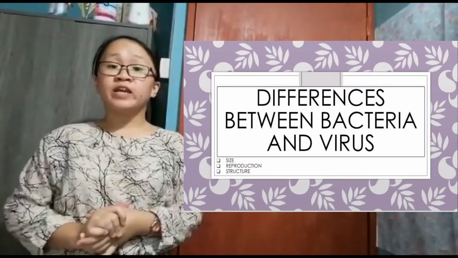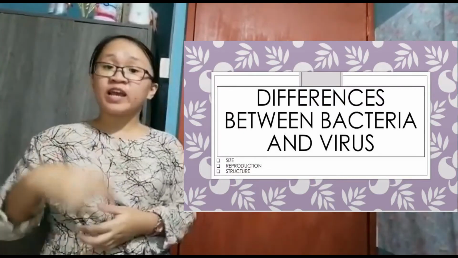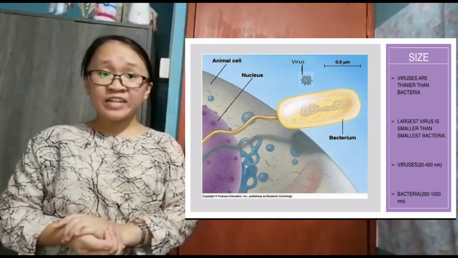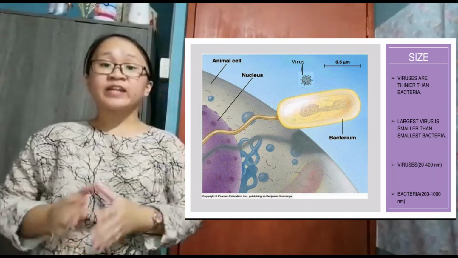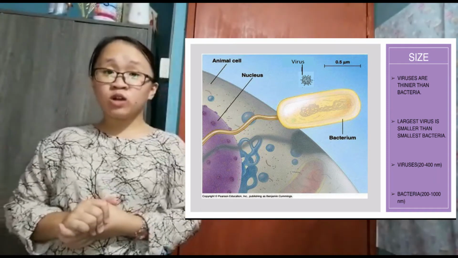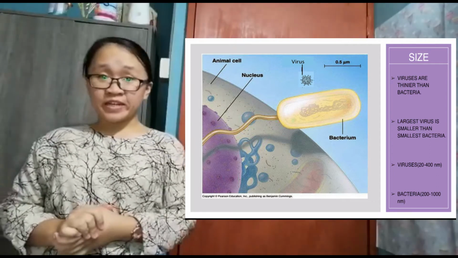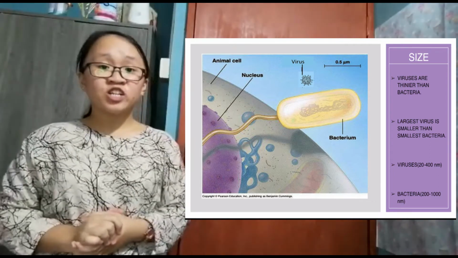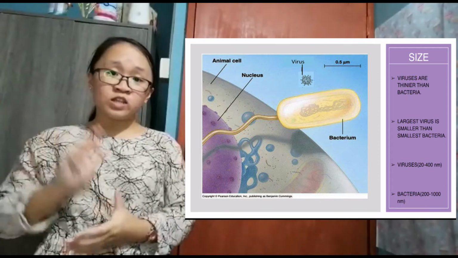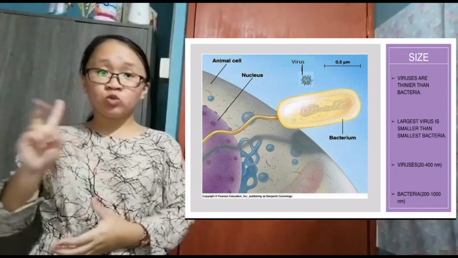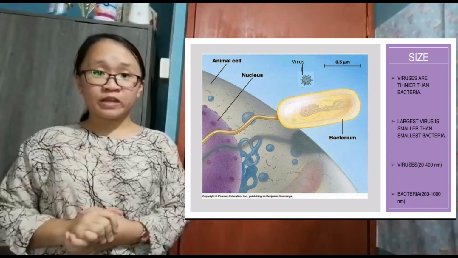Despite the similarities of bacteria and virus, there are also differences between them in terms of size, reproduction, and structure. Firstly, in size, viruses are tinier than bacteria. In fact, the largest virus is smaller than the smallest bacteria, which is 1/10 of the smallest bacteria. Viruses generally range in size from 20 to 400 nanometers. Meanwhile, bacteria are 200 to 1000 nanometers.